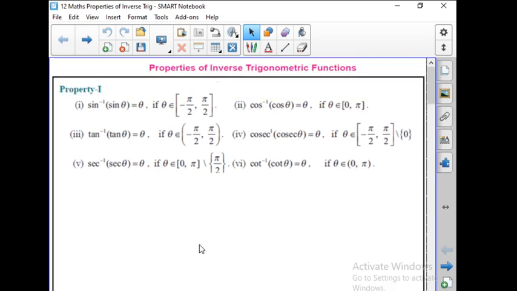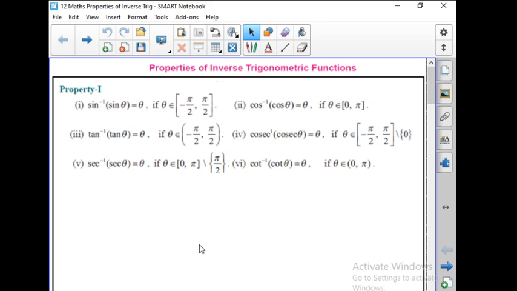So, good morning, students. Today we are going to learn a few properties of inverse trigonometric functions. The first property has six subdivisions. What are they? First, we will read that. Sine inverse of sine theta is equal to theta if theta belongs to the closed interval minus pi by 2 comma pi by 2. You know the domain of sine theta is the closed interval minus pi by 2 comma pi by 2, so theta belongs to that interval.